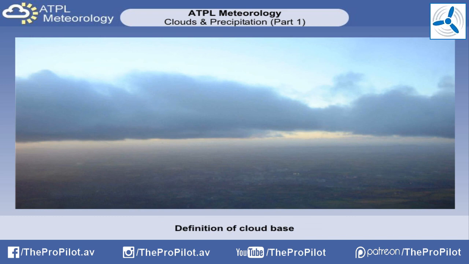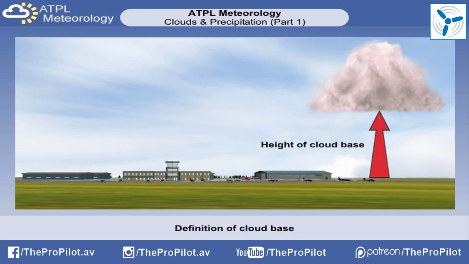Cloud base is defined as the lowest zone in which the type of obscuration perceptibly changes from that corresponding to clear air haze to that corresponding to water droplets or ice crystals. The cloud base is the height of the cloud above ground level.